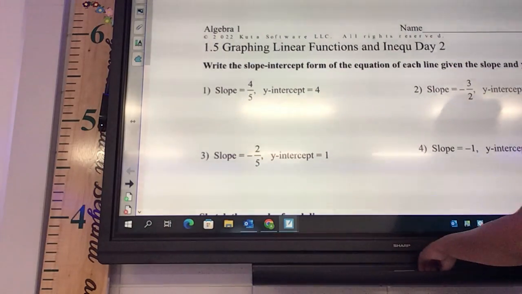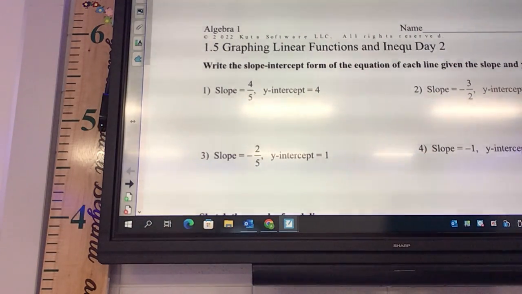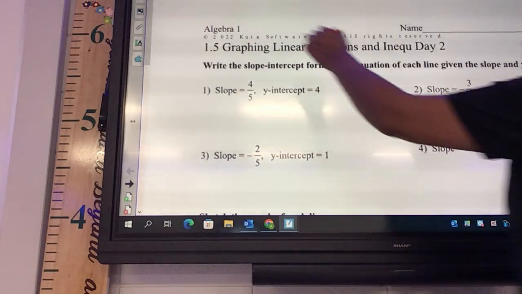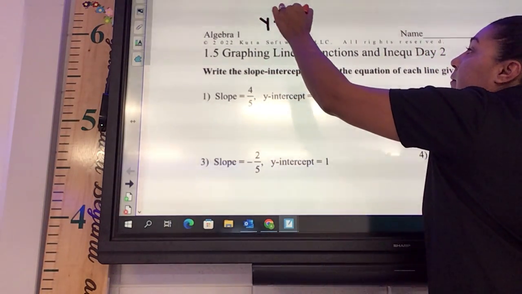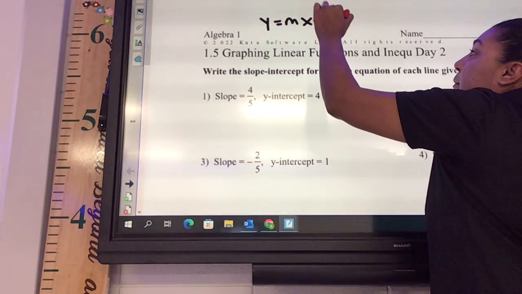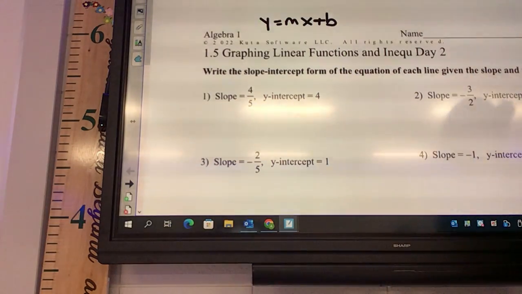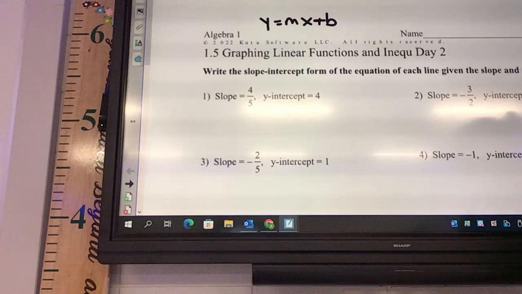We got our slope-intercept form. What's the formula? Y equals mx plus b. What does the m mean? Slope. What does the b mean? The intercept.